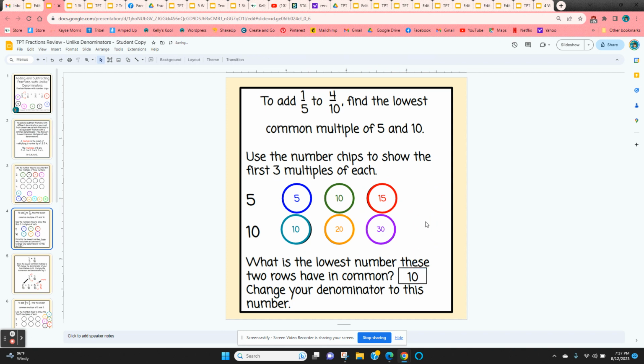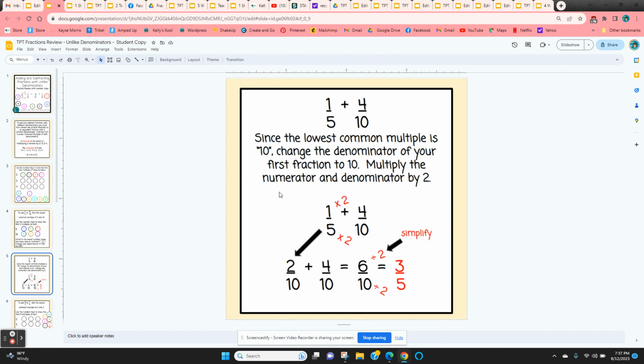On the next slide, they're going to still be adding these two fractions, and they want the denominators to both be 10. One of them's already 10, so they only need to convert the fraction of 1/5 to an equivalent fraction. And it shows them how to do that. So we want 1/5 to be an equivalent fraction with 10 in the denominator. So we're going to multiply the numerator and denominator by 2, and they get an equivalent fraction of 2/10.